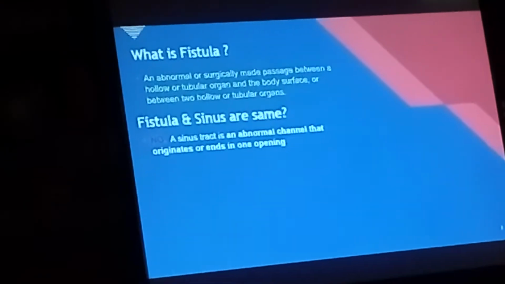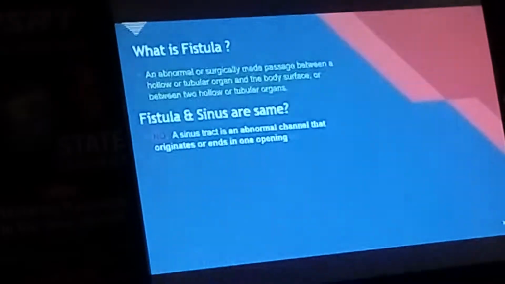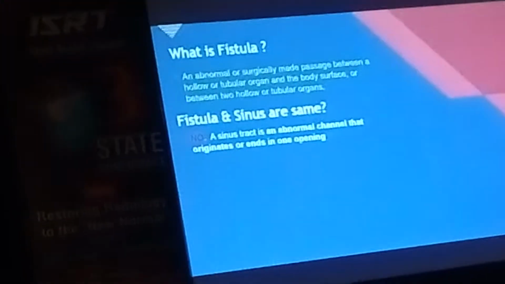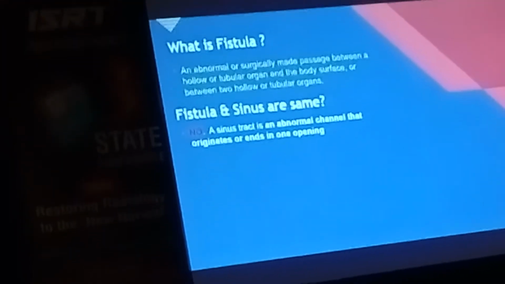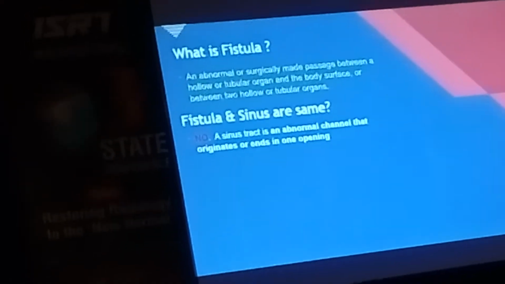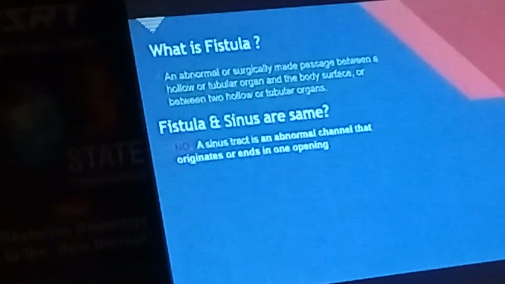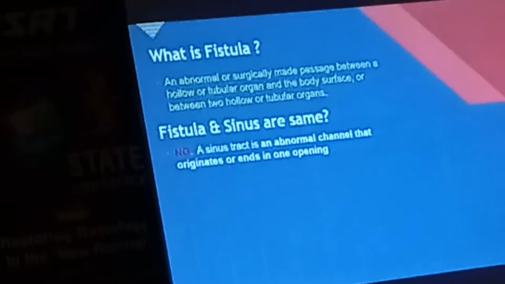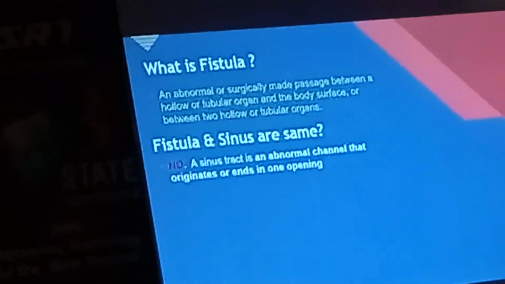What is fistula? It is an abnormal or surgically made passage between a hollow or tubular organ and the body surface, or between two hollow or tubular organs. That means it has two ends. One is an external opening and one is an internal opening. And it may be abnormal or may be surgical. You may notice in dialysis patients there is an arterial fistula, AV fistula, that was done for their dialysis. So that is a surgical fistula, and in others it is an abnormal fistula.